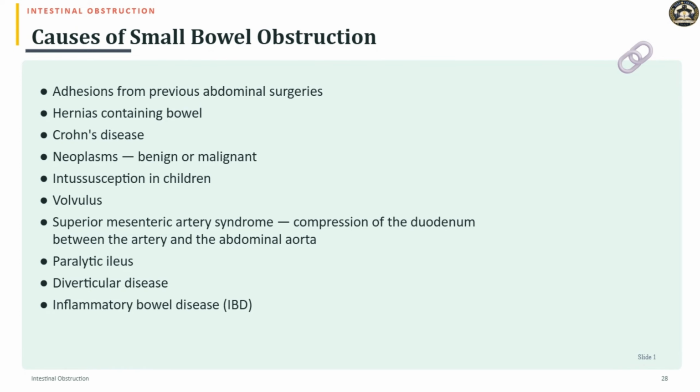Other causes include superior mesenteric artery syndrome, where the duodenum is compressed between the artery and the abdominal aorta, paralytic ileus, diverticular disease, and inflammatory bowel disease in general.